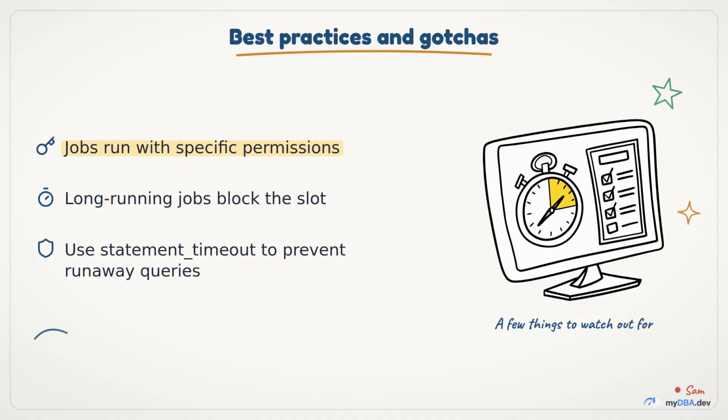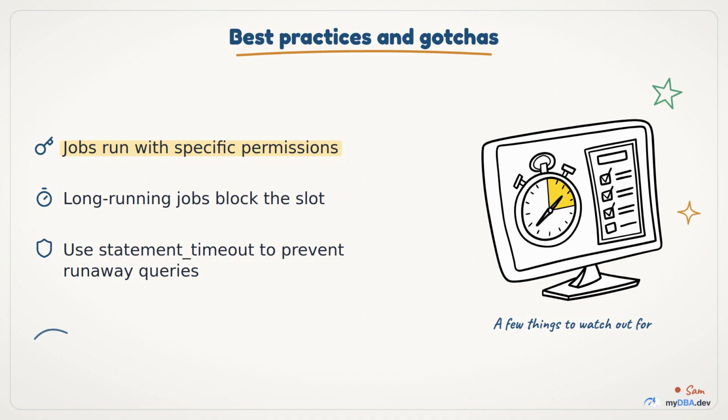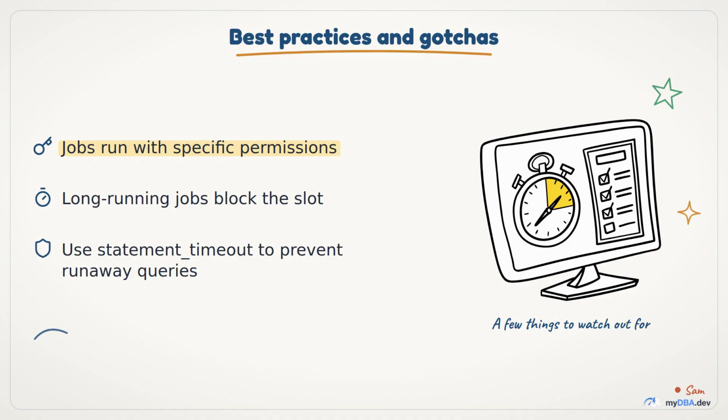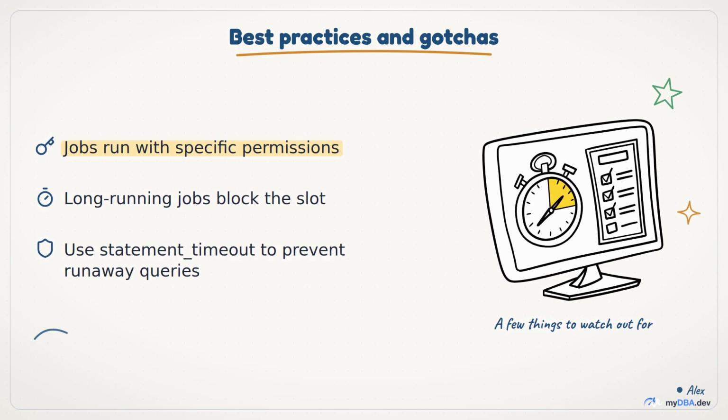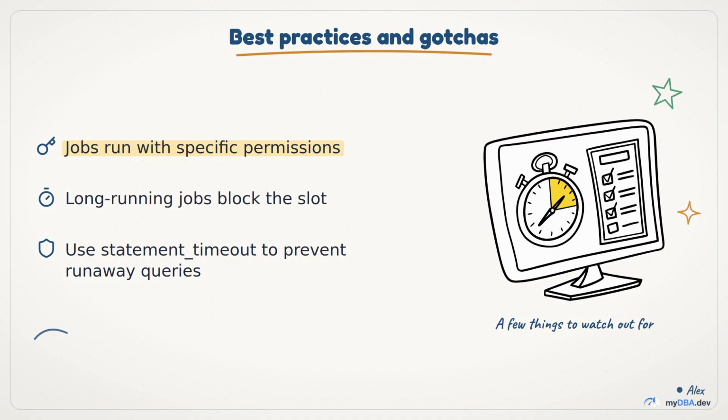Wait, so if I schedule a job every minute, but it takes 2 minutes, the next run just waits? Yeah, the job won't overlap itself, which is usually what you want, but it means you need to size your schedule interval to match the job's runtime. Or you can adjust the configuration to allow more parallel jobs if your workload supports it.